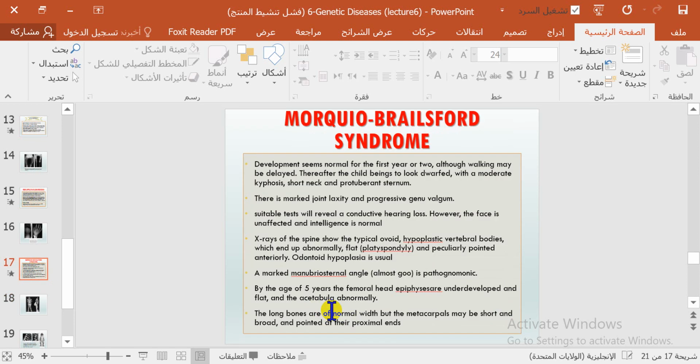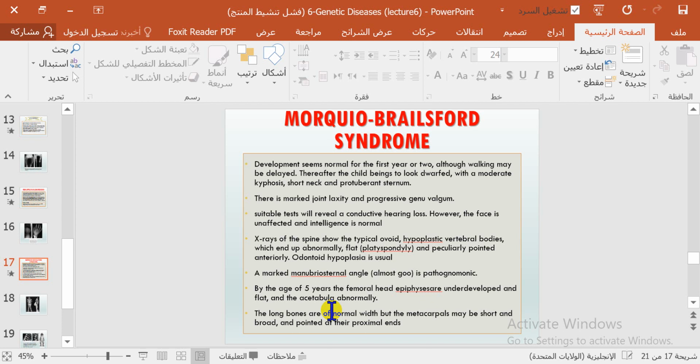First of all, Morquio-Brailsford syndrome. It is a developmental disorder, and the neonate usually looks normal in the first year or two, though walking may be delayed. Thereafter the child begins to look dwarfed with a moderate kyphosis, short neck, and protuberance of the sternum. There is marked joint laxity and progressive genu valgum. Suitable tests will reveal a conductive hearing loss. However, the face is unaffected and intelligence is normal.